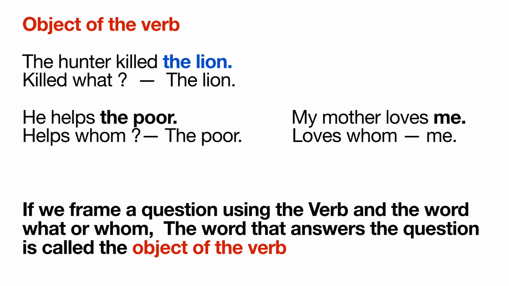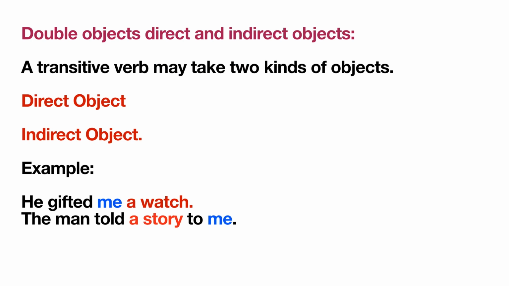So it is clear that if we frame a question using the verb and the word what or whom, the word that answers the question is called the object of the transitive verb. Most transitive verbs take a single object, but there are some transitive verbs like give, offer, tell, ask, promise, sell, lend, etc., which take two objects after them.